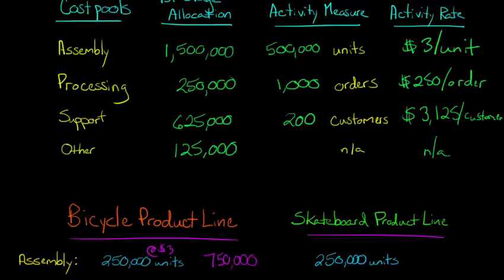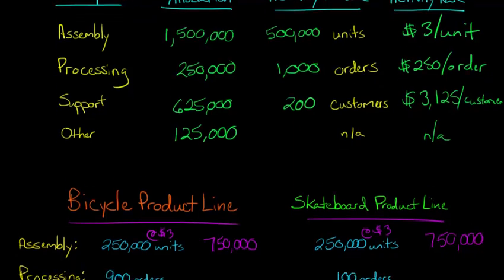We're talking about the overhead. Again, this doesn't include direct materials or direct labor. And then for the skateboards, again, we take that 250,000 at that $3, which I get from up here, and that's going to give us $750,000 again.